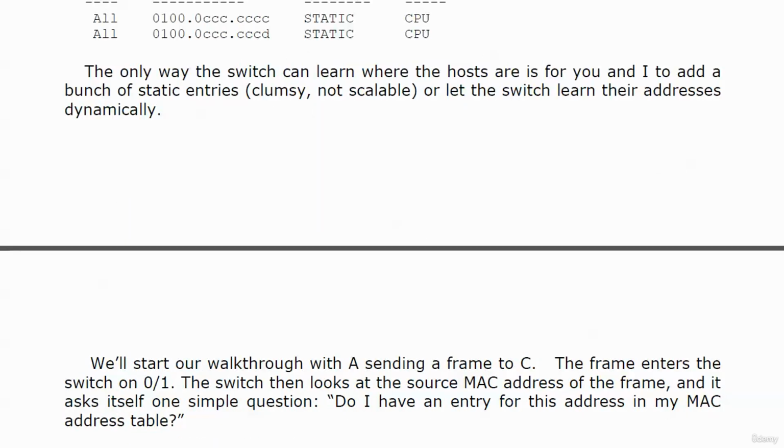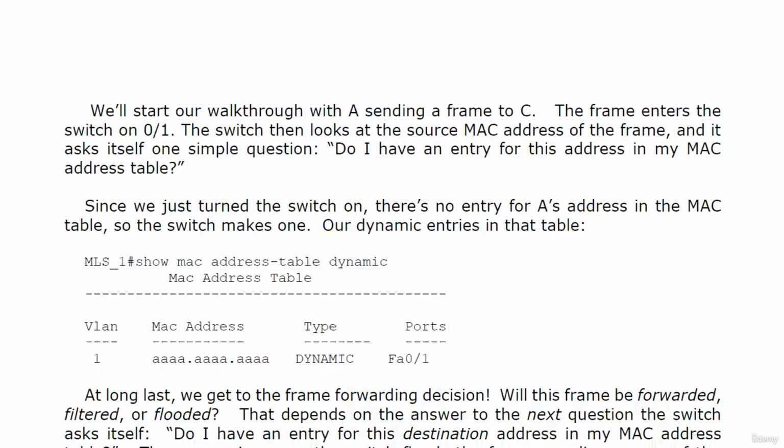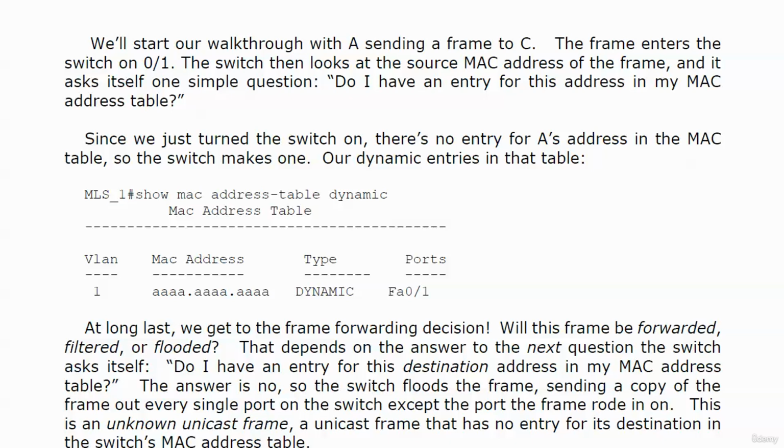Now let's go ahead and start our walkthrough with A sending a frame to C. Now the frame is going to come into the switch on 0/1. And I do take out FastEthernet on these because I don't think I have to say FastEthernet 0/1 every single time. It's just easier for you and for me. Now, the switch is going to look at the source MAC address of the incoming frame, and it asks itself one simple question: do I have an entry for this address in my MAC address table? Well, since we just turned the switch on, there's no entry for A's address in the MAC table, so the switch is going to make one.